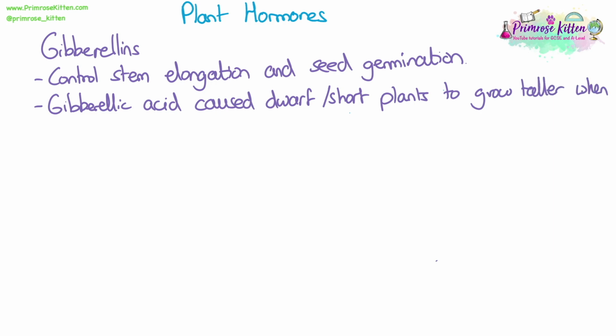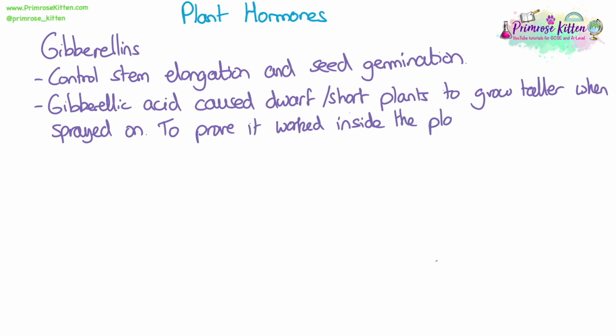Gibberellic acid, or GA, when applied to dwarf or short plants, caused them to grow taller. So this was obviously the synthetic application of a hormone to the outside of plants. That is a piece of evidence, but to prove that it works inside plants in the same way, that the naturally produced gibberellins actually cause this change, and the mechanism by which it does that, needed to be shown a bit more scientifically.